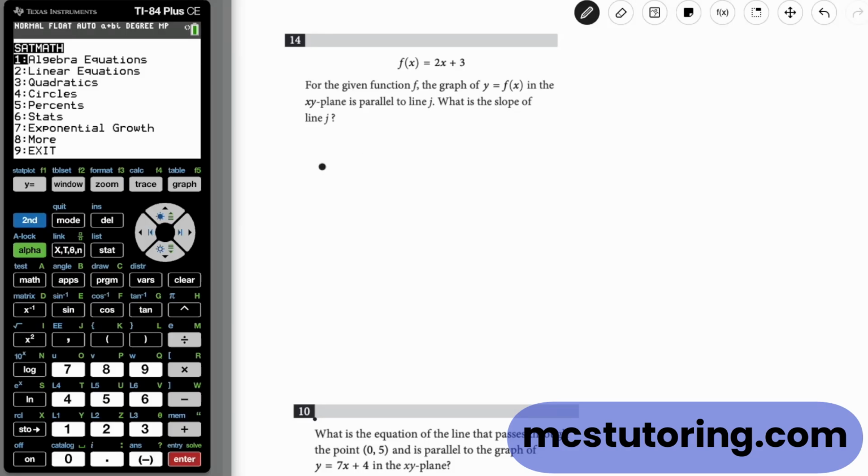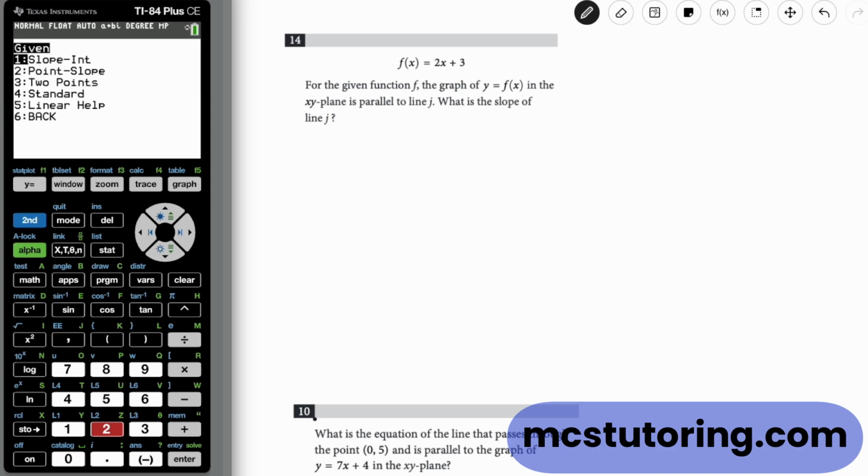Hello and welcome back. We're going to be working with the SAT Math Calculator program available for your TI84 Plus CE or TI84 Plus CE Python calculator from mcstutoring.com. What we're going to do is continue with linear equations. Today we're going to be talking about parallel and perpendicular lines.